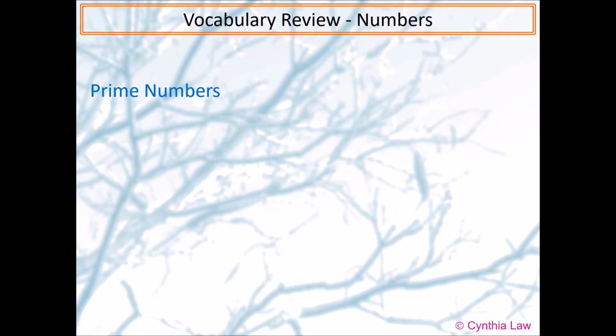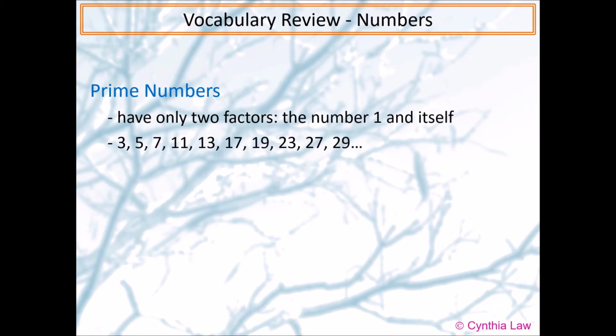Prime numbers. They have only two factors, the number 1 and itself. Some examples are 3, 5, 7, 11, 13, 17, 19, 23, 27, 29, etc.